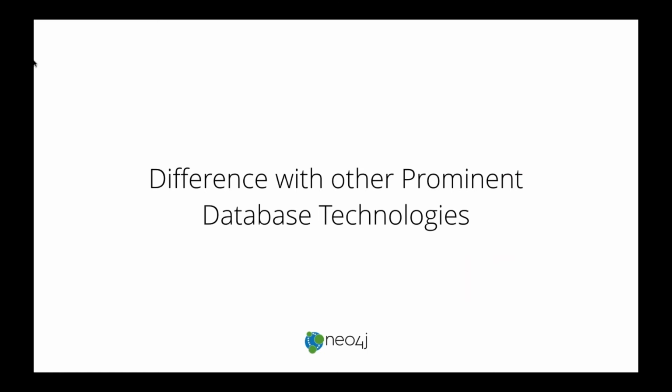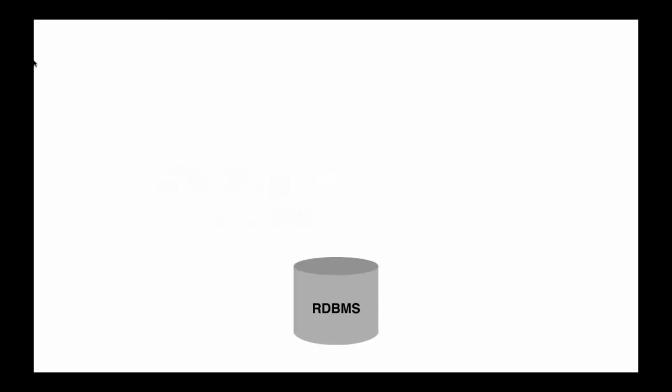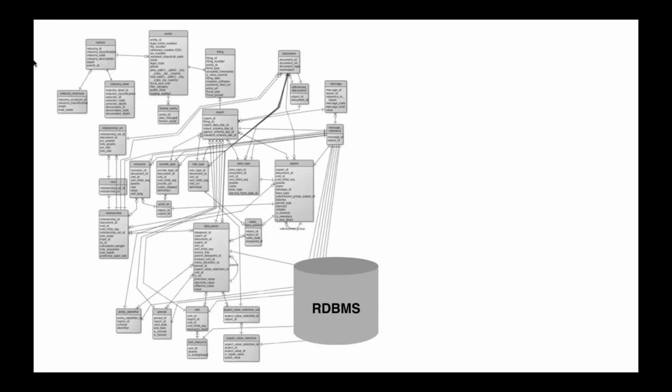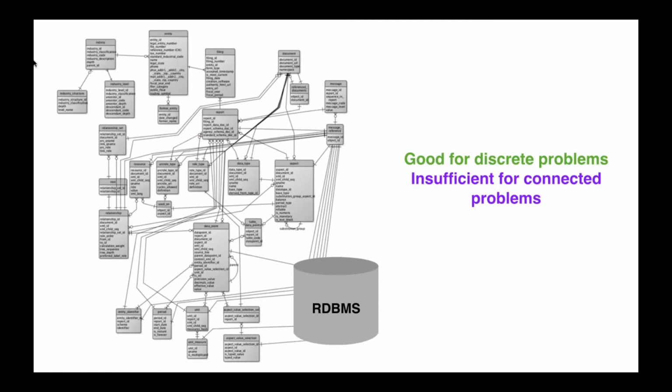The difference between what we're doing with a graph and other prominent data technologies really breaks down into a couple of key elements. If you look at an RDBMS, a turn-of-the-century database, they're really good for handling discrete problems. We often characterize it as handling form-based problems. You fill out a form that is a transaction that you then have to store and make persistent. RDBMSs are great for that.